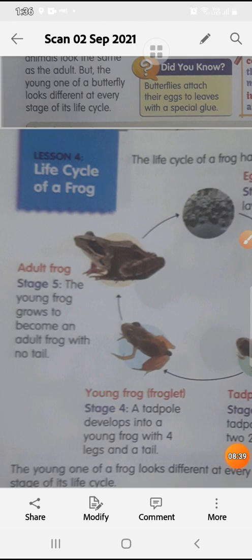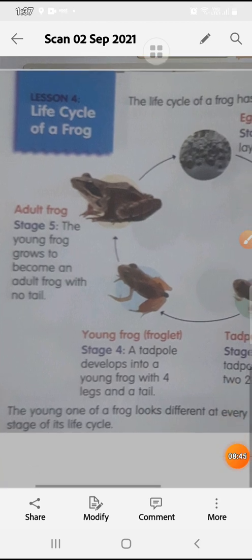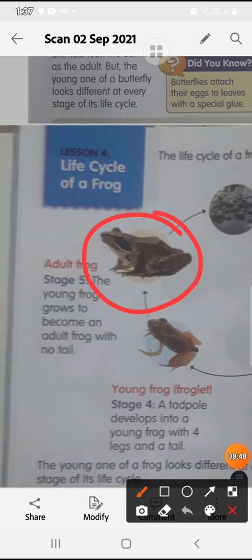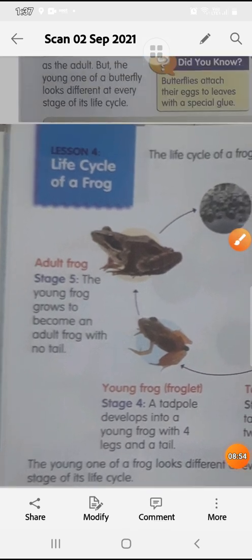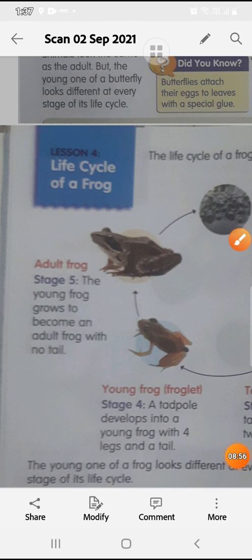The young frog grows to become an adult frog with no tail. Okay, this is adult frog and this is young frog. Okay, so the young one of a frog looks different at every stage of its life cycle. Just like butterfly, frogs also look different at every stage of its life cycle. Okay, students, there is a fact about frog: the frog starts its life cycle in water and completes it on land.